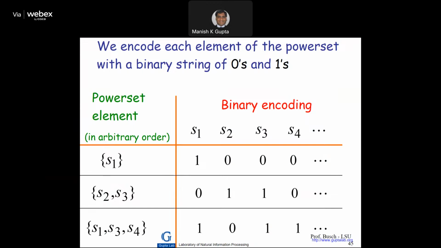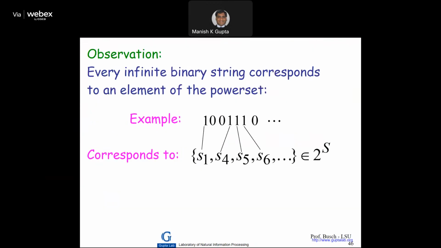So this is the binary encoding. The power set element {S1} is 1, 0, 0, 0. For {S2, S3}, those are ones, others are 0. For {S1, S3, S4}, those are 1, others are 0, like that. This is absolutely clear to you. Every power set element corresponds to a binary string, because we are going to use this fact. Okay? Fine? Very good. So each element of the power set corresponds to a binary string of zeros and ones. Right? This is the thing.